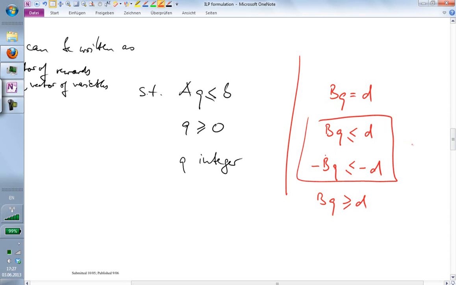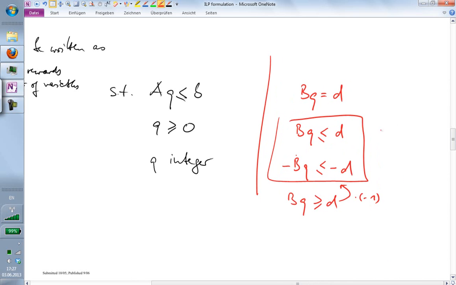I take this equation here and I multiply it with -1 on the left-hand side and on the right-hand side, and it gives me that one there. And now, like you observed, this only holds if there is equality. So this amounts to saying that BQ should be D.